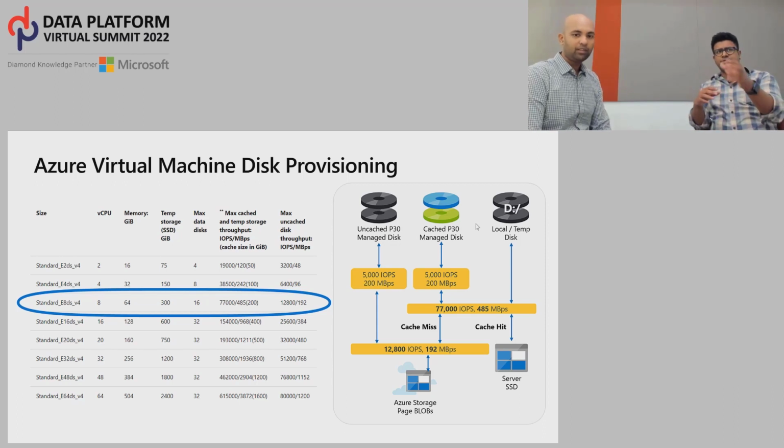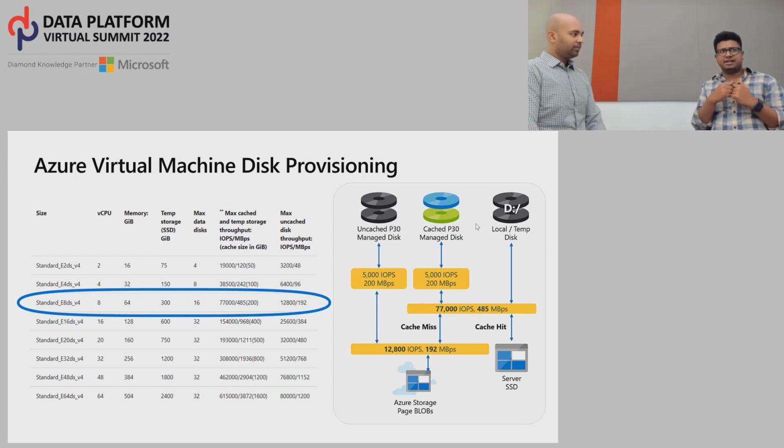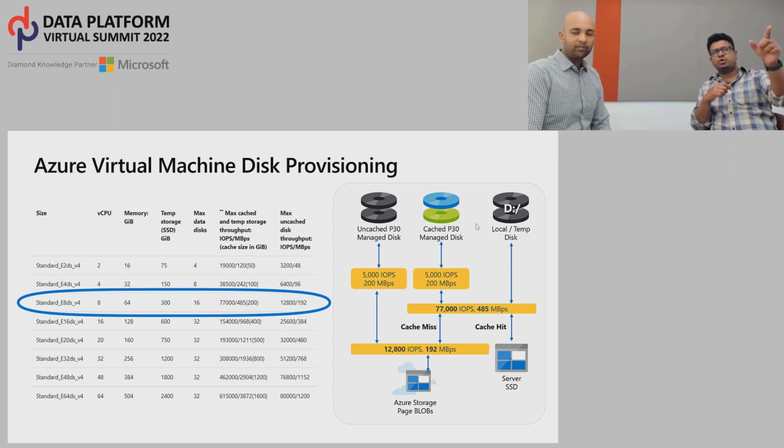Now coming to the basics. If you go to VM disk provisioning, and you want to understand what different types of disks are there and, for a particular VM, what the max cache is, how do you really see it? The best way of doing it is to go to that VM, where there are these columns. Let me explain all those columns for you.